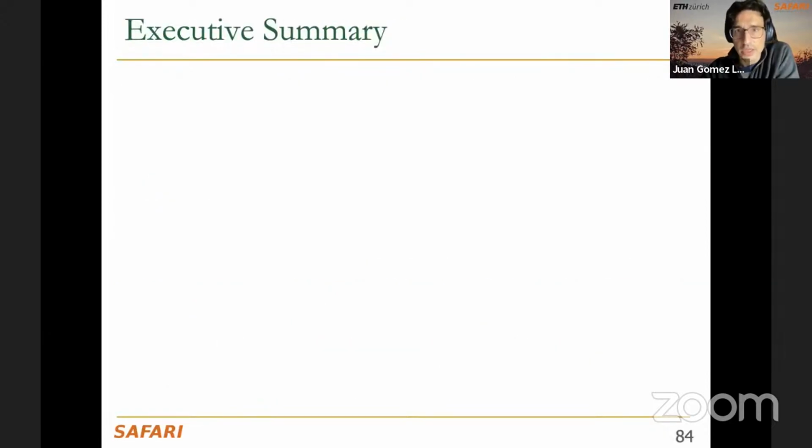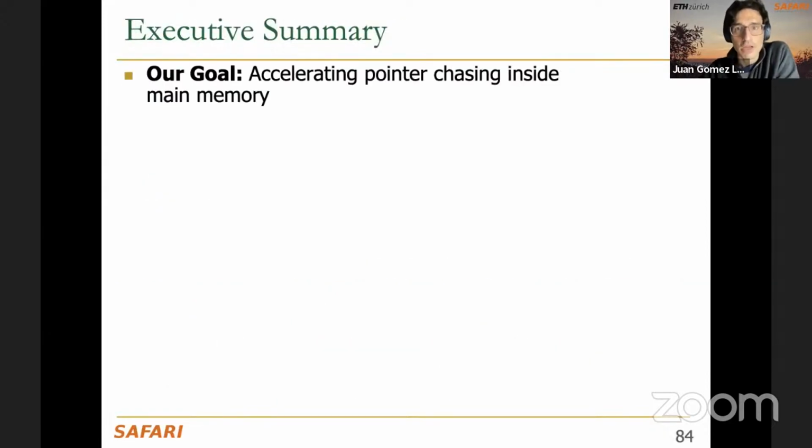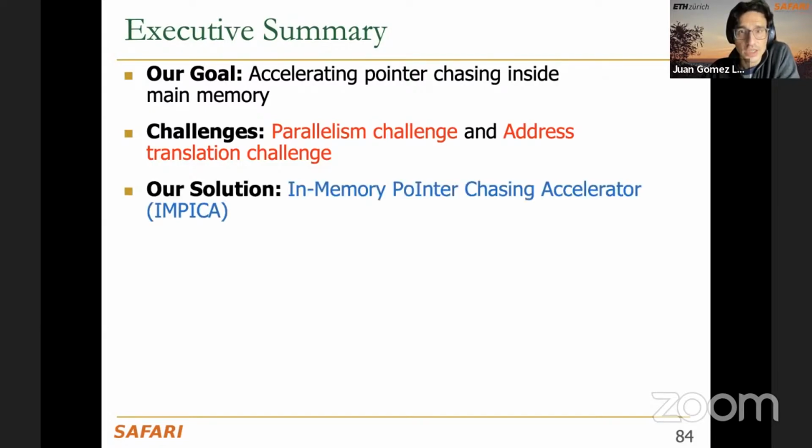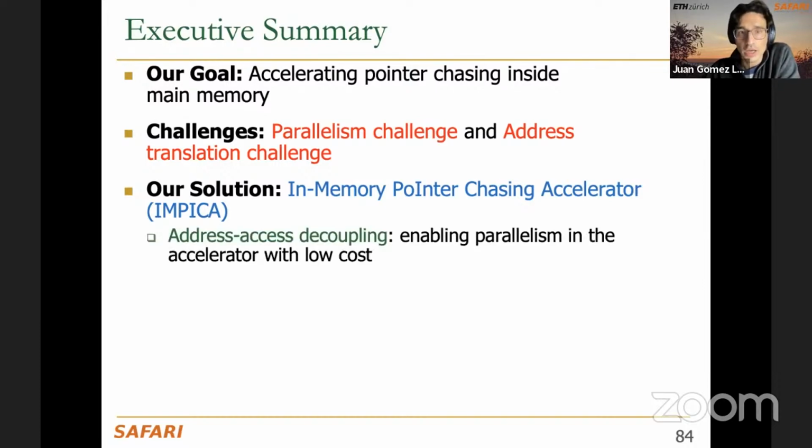Let's start with the executive summary of this work. Accelerating pointer chasing inside main memory is the main goal, but there are challenges. First of all is parallelism. Second is the address translation challenge. As I said, the solution is this proposed in-memory pointer chasing accelerator called IMPICA.